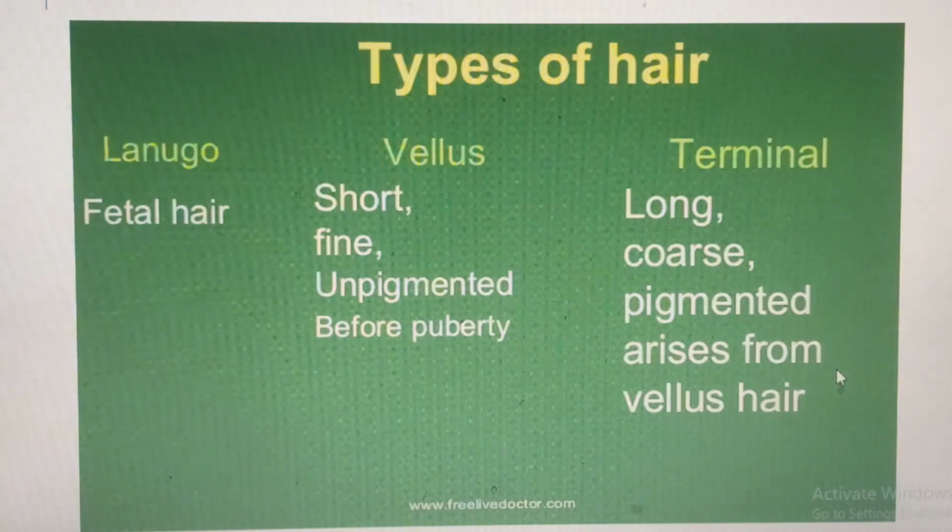Fetal hair being the lanugo type of hair, unpigmented. In the postnatal life, before puberty, the unpigmented one being short and fine, being the vellus. And of course, the terminal hair, the one we are going to die with eventually, will be long, coarse, and pigmented, which will actually be arising from the vellus.